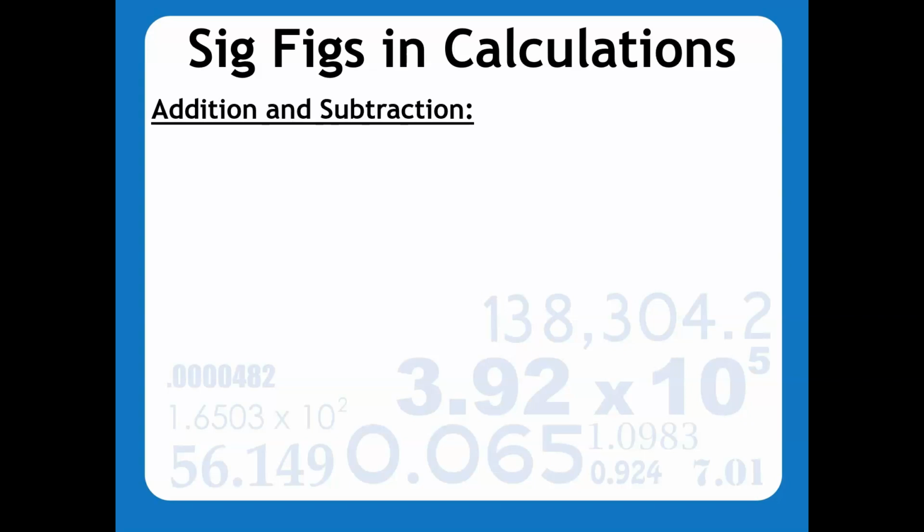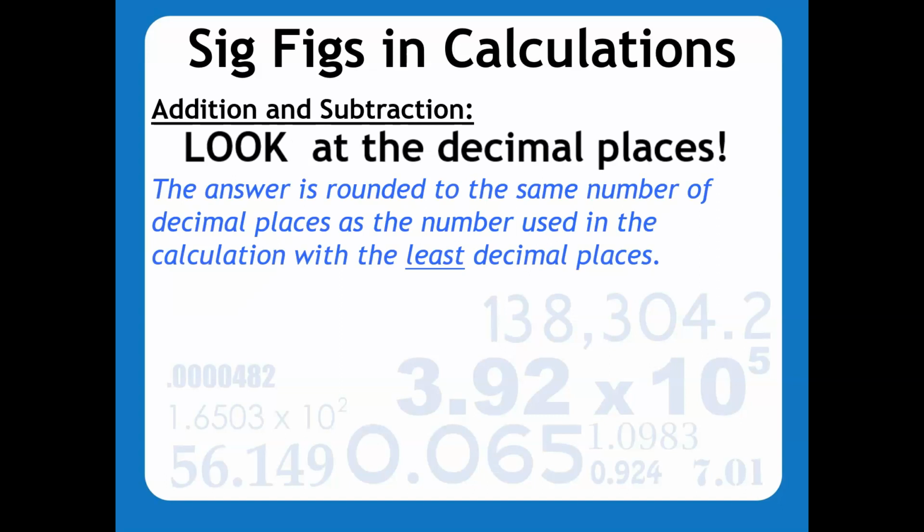So when we talk about significant figures in calculations, we split it up into two major categories. The first rule deals with addition and subtraction. The main idea is that you want to look at the decimal places. Your answer is rounded to the same number of decimal places as the number used in the calculation with the least decimal places. I know that sounds kind of weird, but when you're performing addition and subtraction, you're going to be looking for the least number of decimal places in the numbers that you're subtracting or adding.